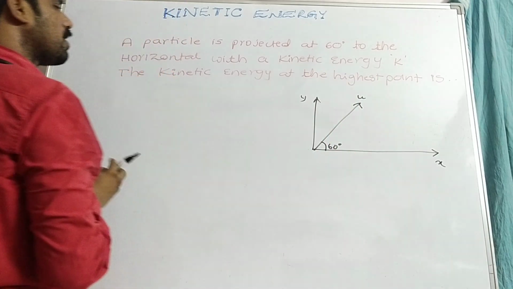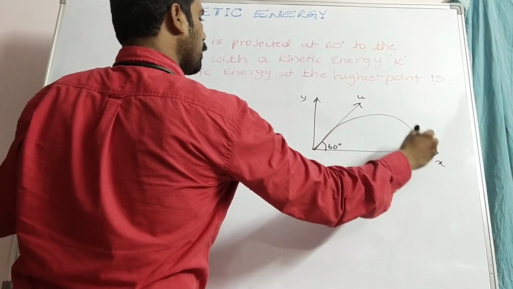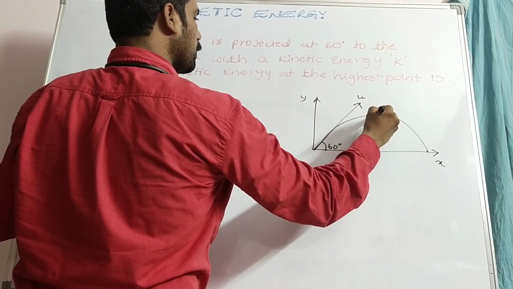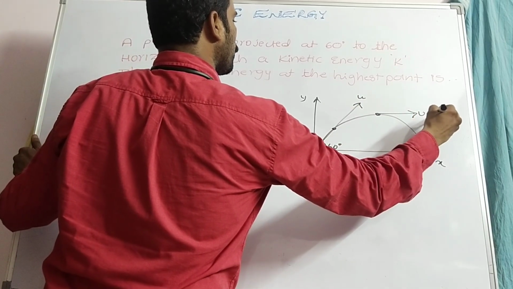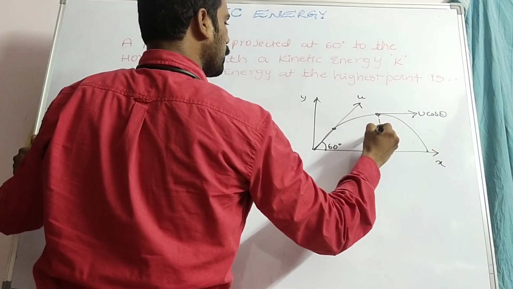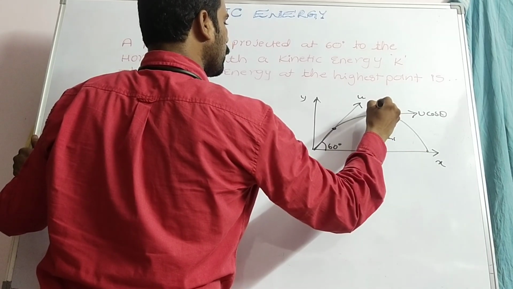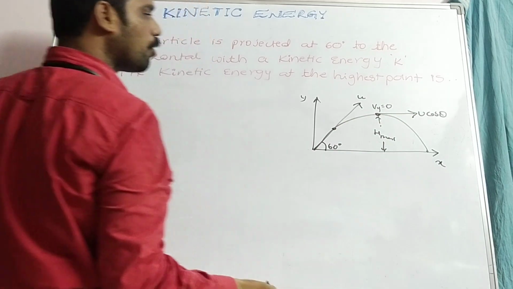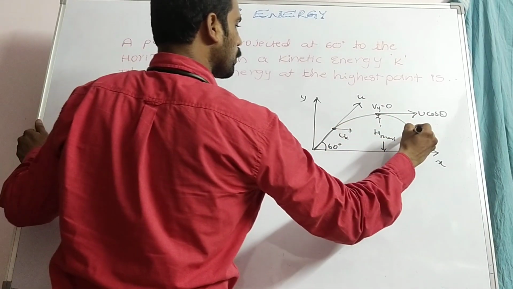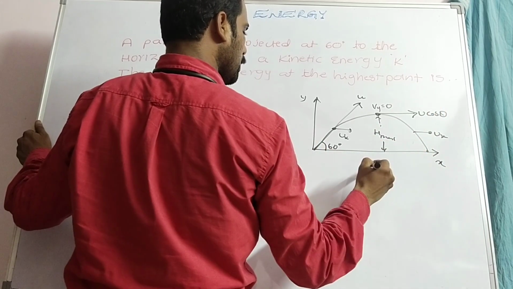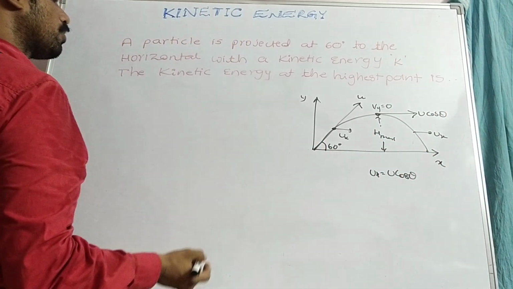We know that the path of a projectile is a parabola, of course, for a body which is thrown into the air at an angle other than 90 degrees. So wherever you take, the horizontal component will be acting, but at the highest point, the vertical component of velocity Vy is equal to 0. The vertical component will be 0, but the horizontal component Ux will be constant. That is, Ux is equal to U cos theta.